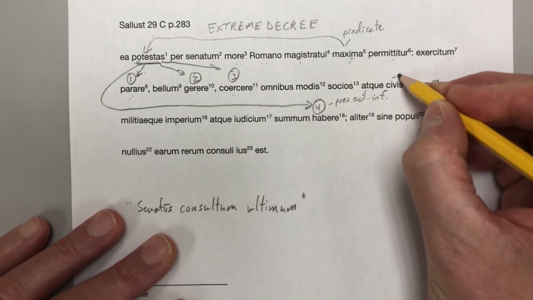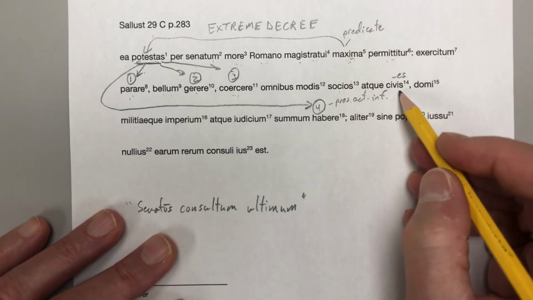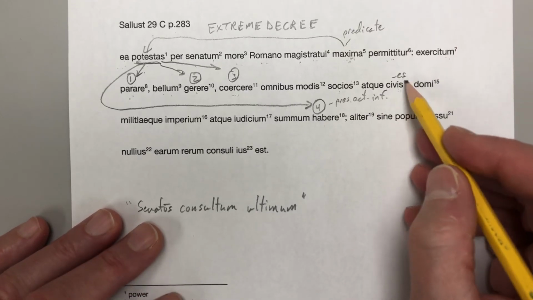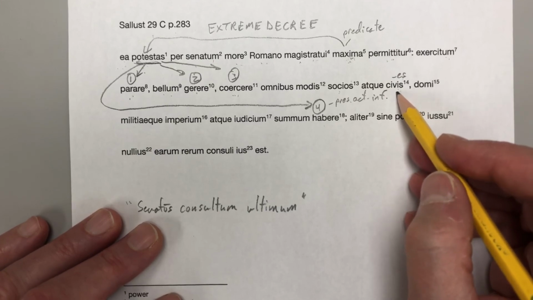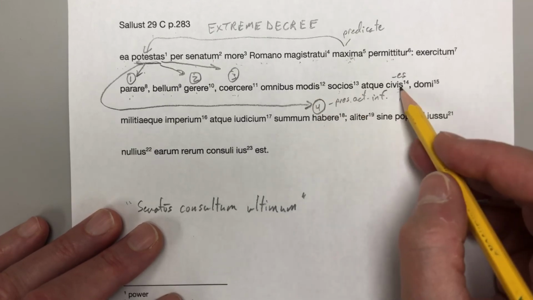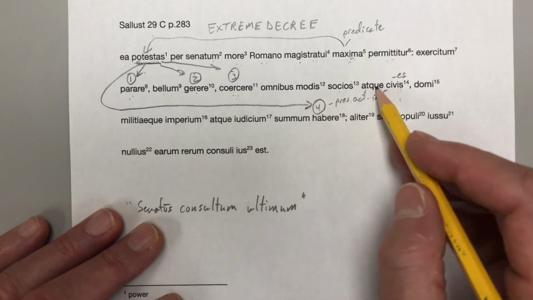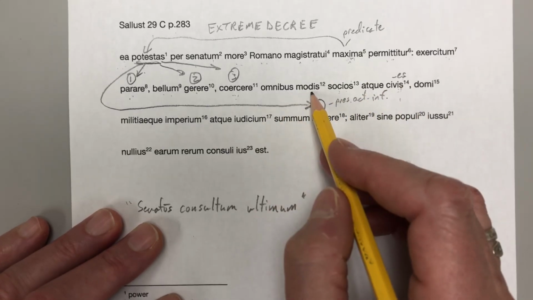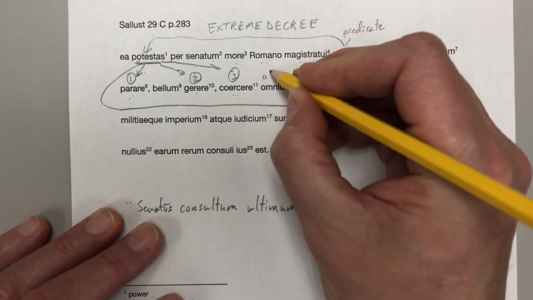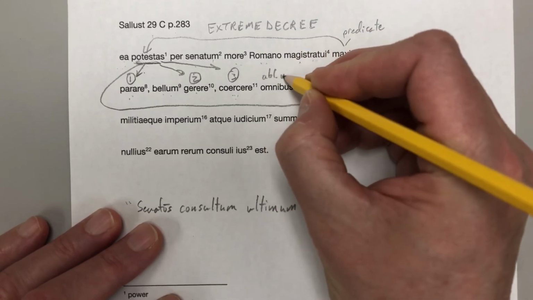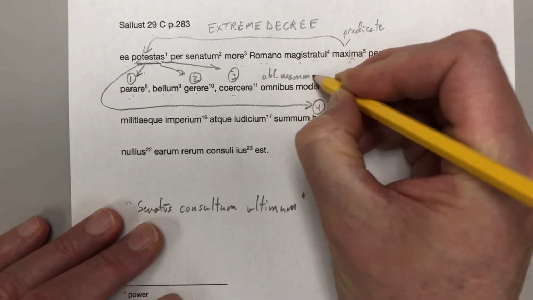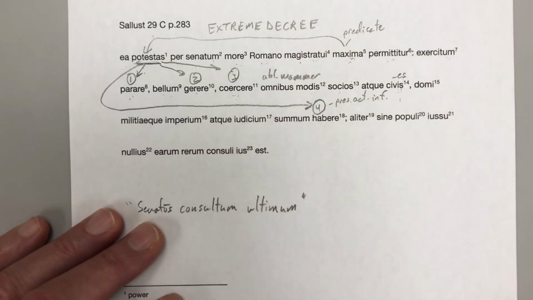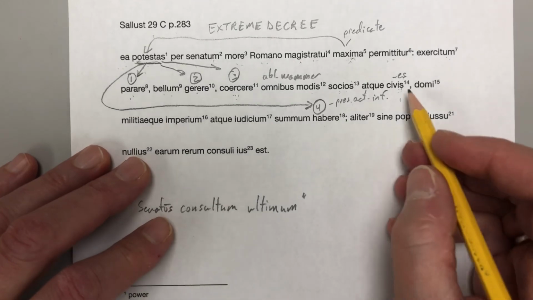Remember, this is ES. Sallust has a slightly different dialect when he's writing. So ES and IS are the same. So there's your direct objects there. To control the allies and the citizens in every way. Omnibus modis. This is an ablative of manner.